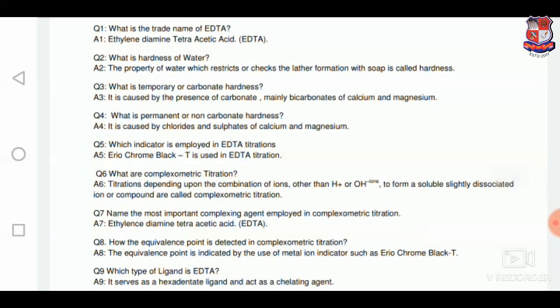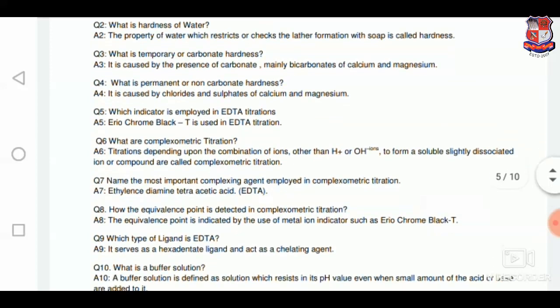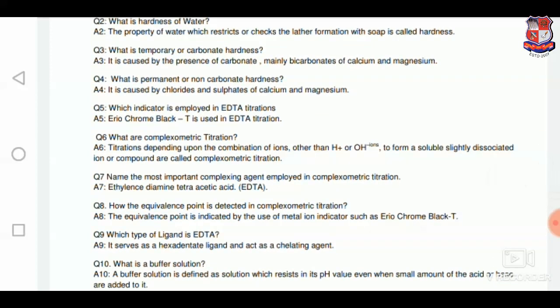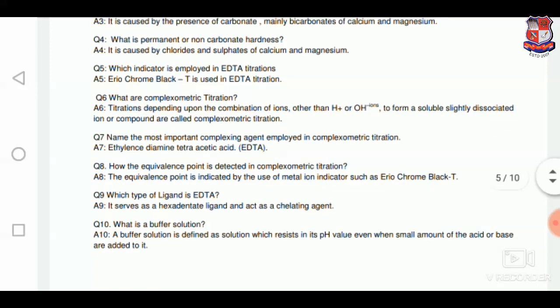What is temporary or carbonate hardness? It is caused by the presence of carbonates, mainly bicarbonates of calcium and magnesium. What is permanent or non-carbonate hardness? It is caused by chlorides and sulfates of calcium and magnesium. Which indicator is employed in EDTA titration? Eriochrome Black T is used in EDTA titration.